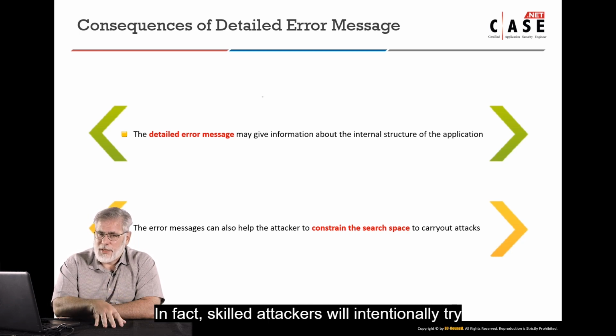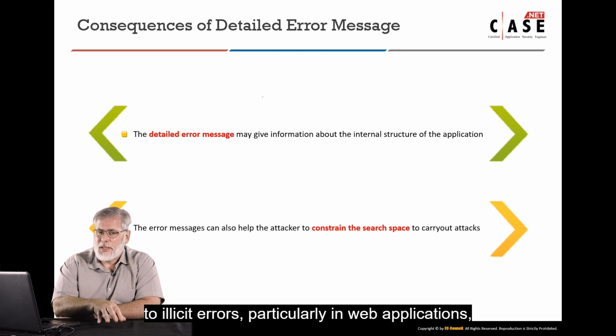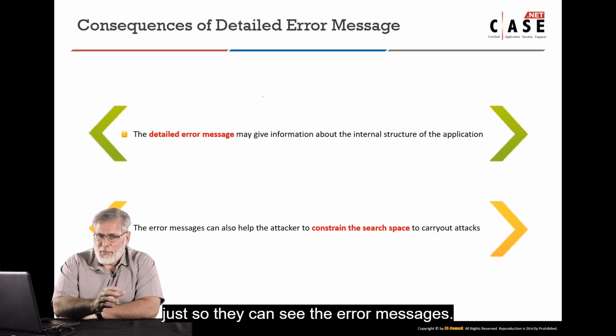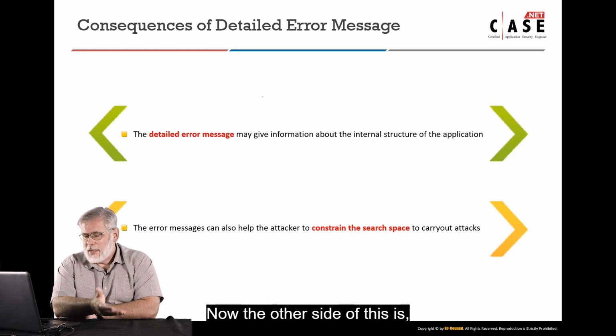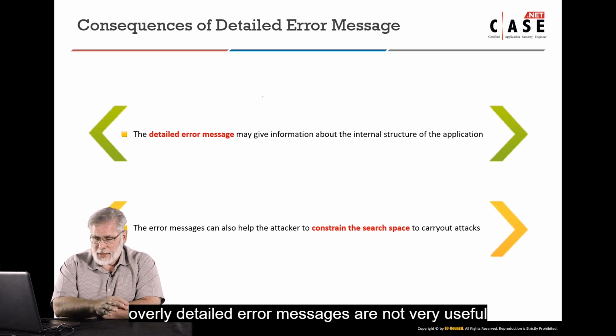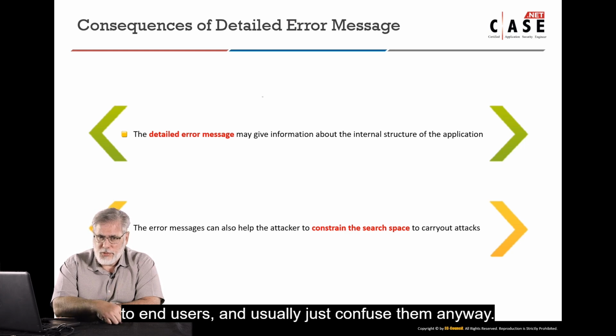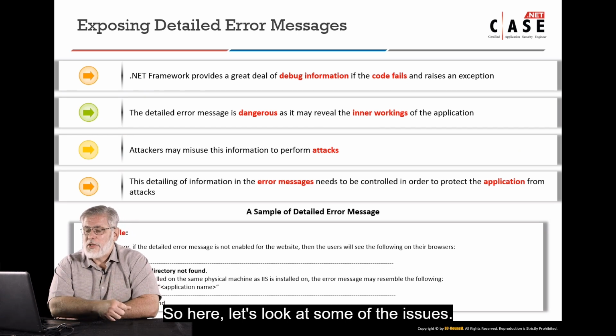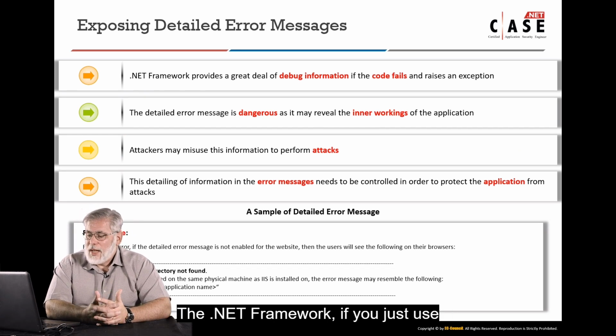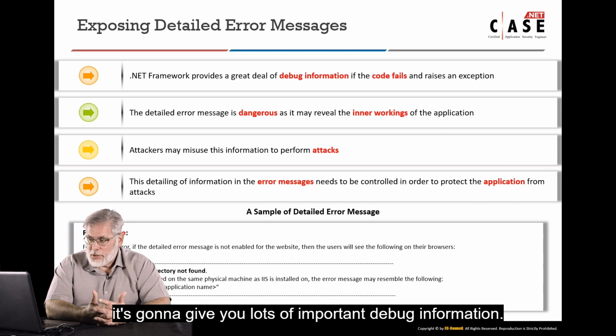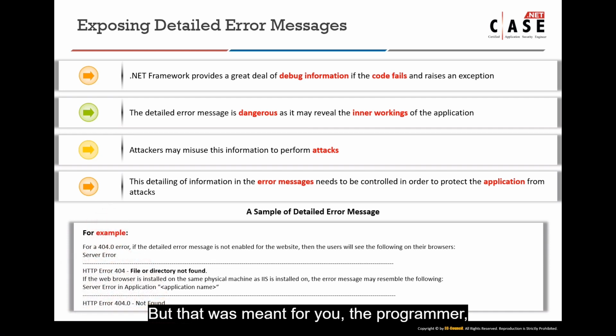In fact, skilled attackers will intentionally try to elicit errors, particularly in web applications, just so they can see the error messages. Now, the other side of this is overly detailed error messages are not very useful to end users and usually just confuse them anyway. So here, let's look at some of the issues. The .NET framework, if you just use exactly what it bubbles up to you, it's going to give you lots of important debug information. But that was meant for you, the programmer, to see and understand. It wasn't meant to show the user.